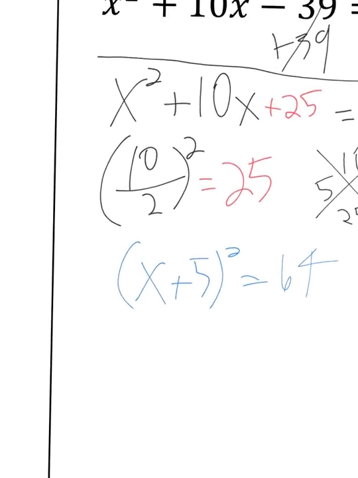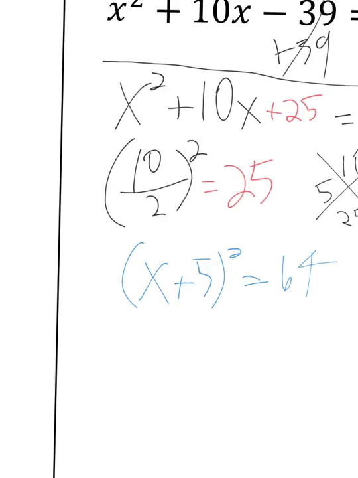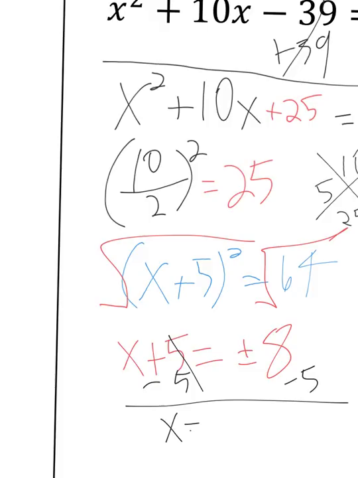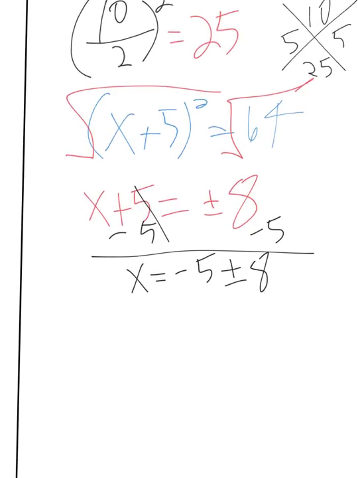Now we have something squared equals a number, so you're going to square root both sides. Then you get x plus 5 equals the square root of 64, which is 8, but don't forget your plus or minus 8. Once you do that, just subtract 5 over, and you get x equals negative 5 plus or minus 8.